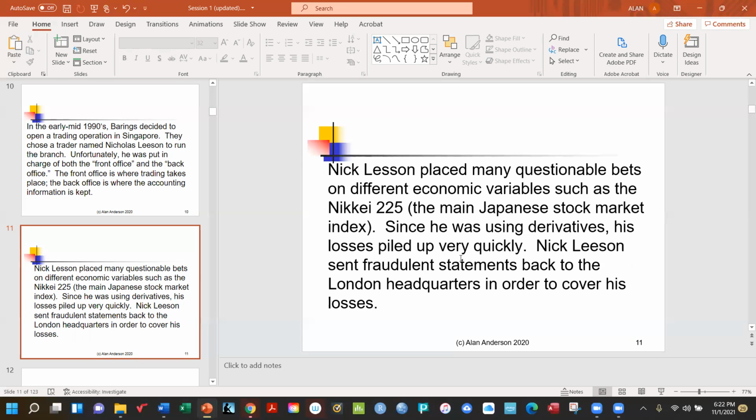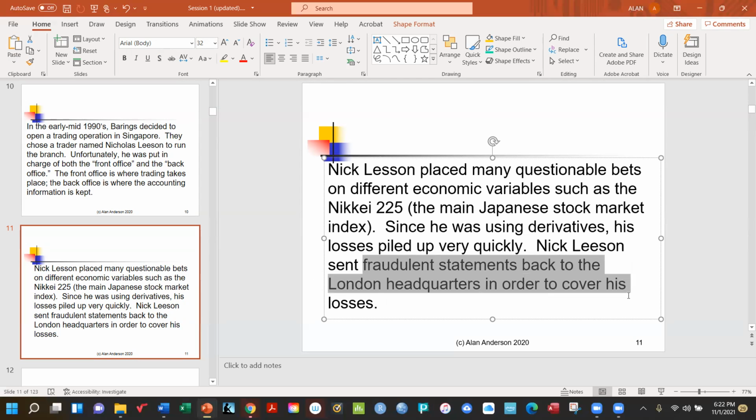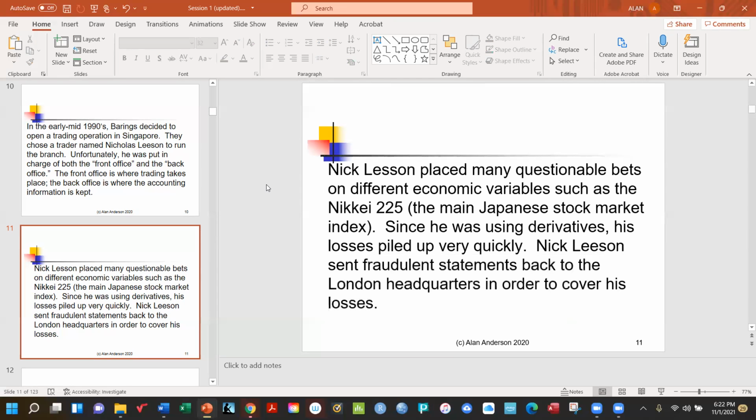Actually, this is why he went to jail. Not the trading losses, but the fraudulent bank statements that he sent back and forth, because that meant he wasn't just a bad trader, he was also a crook. Okay, he was covering his tracks and breaking the law every time he did that. And so that's really why he ended up in jail.